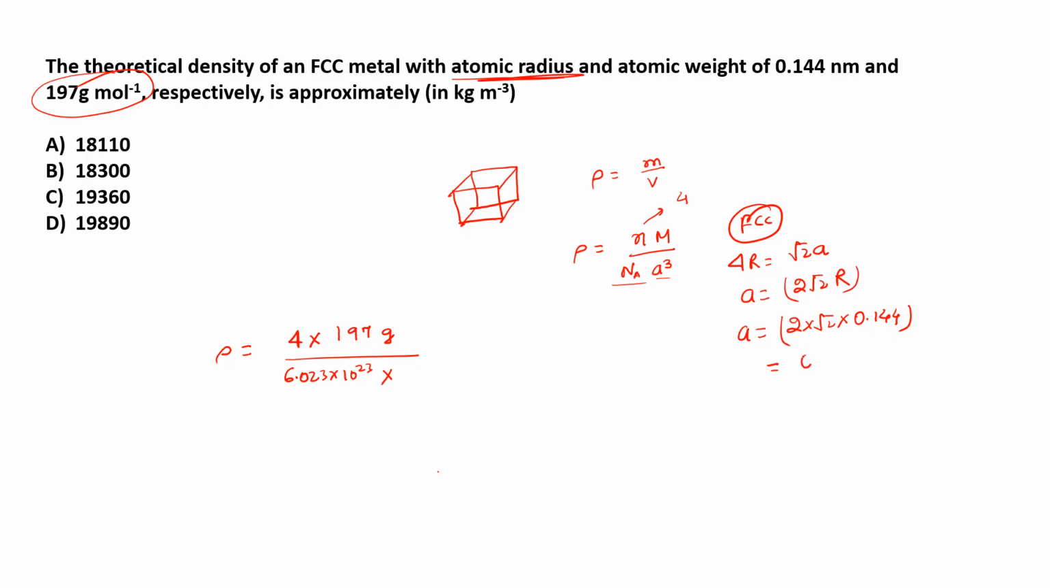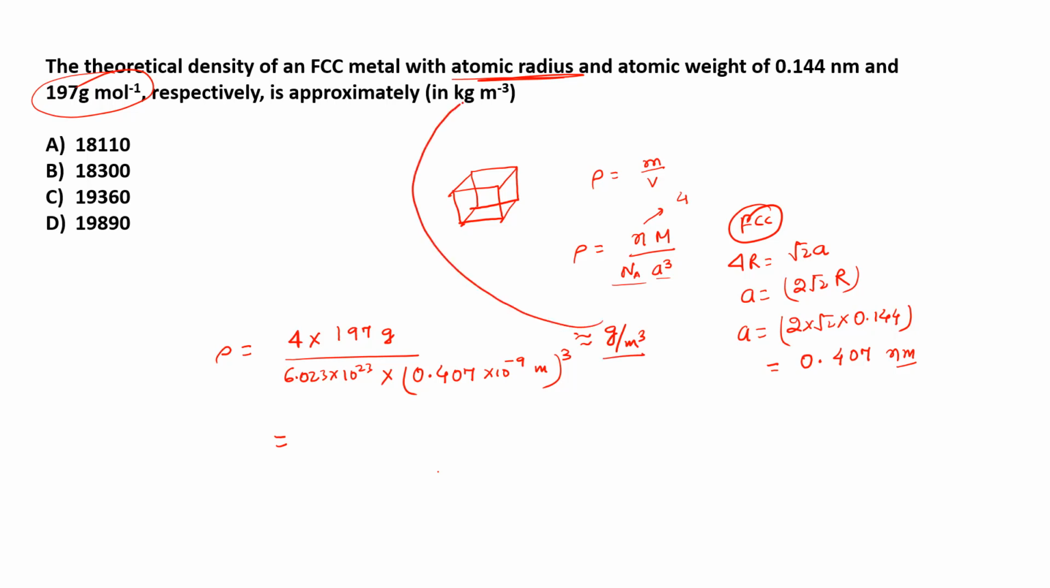So it will be around 0.407, and this will mean nanometer, right? So we can put here 0.407 times 10 power minus 9, so it will be in meter, right? Okay, so the density from here will come in the unit of gram per meter cube, right?